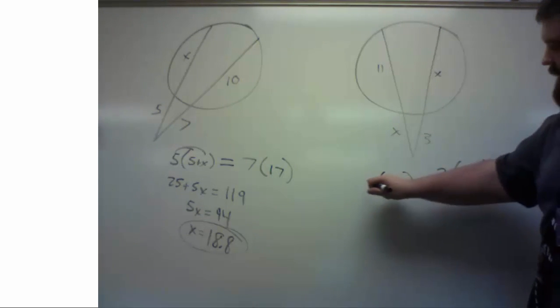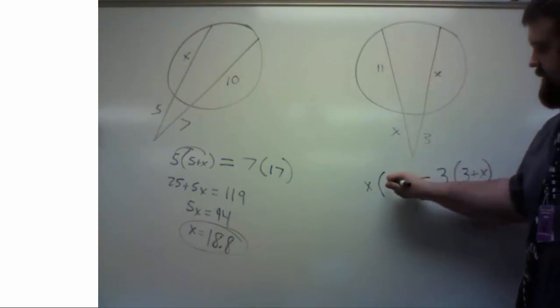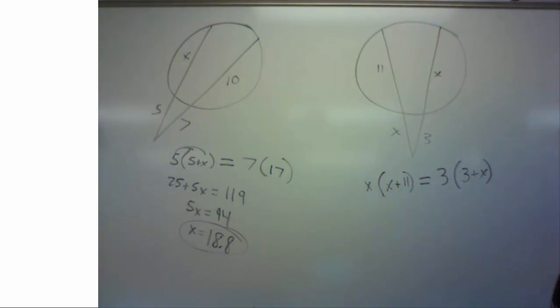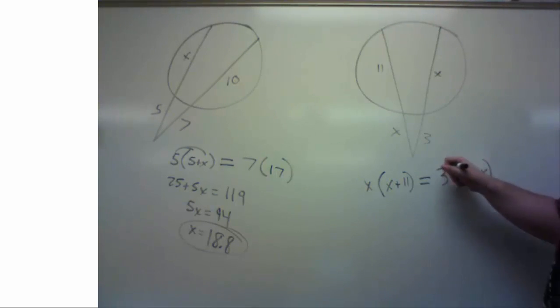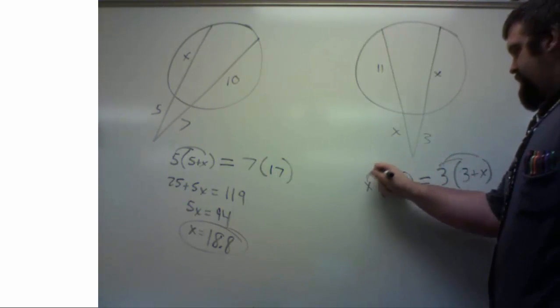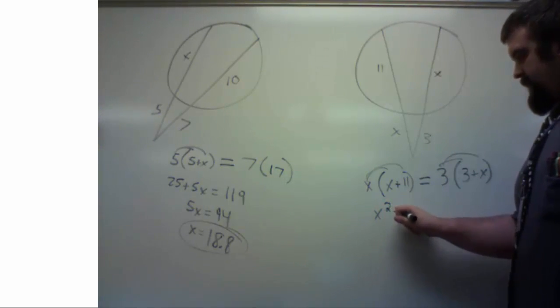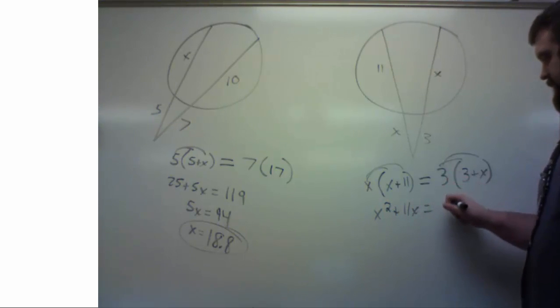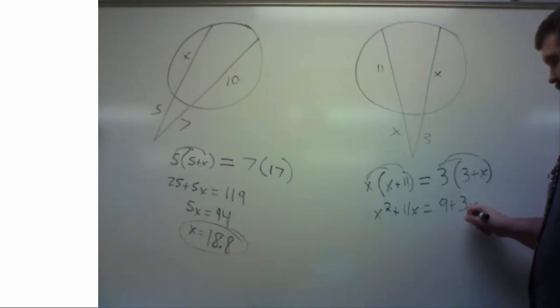Here, the outside part is x. The full length was x plus 11. And at this point, it's just solve for x. Algebra. Distribute. So this is x squared plus 11x. And this will equal 9 plus 3x.